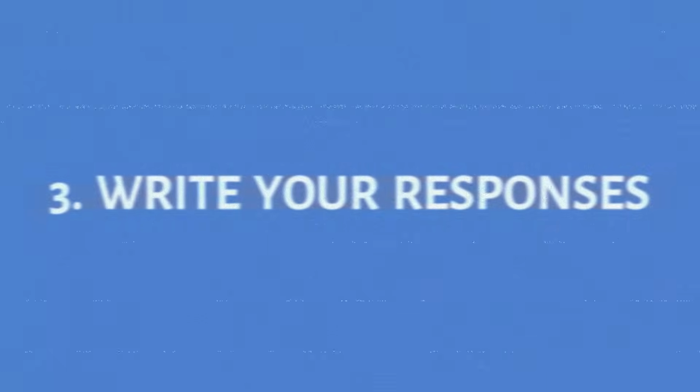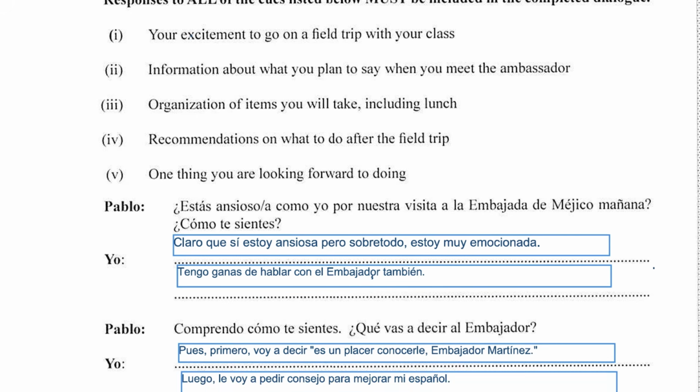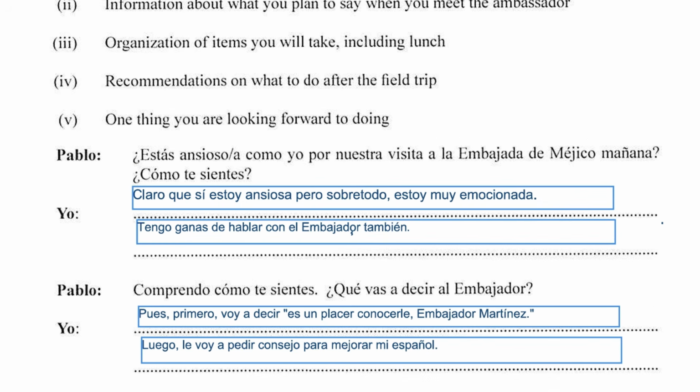This now takes us to the third step, which is to write our responses. Now remember that it's very important to read what comes before and after each line. So just to recap, Pablo had asked us, are you anxious for our visit to the Mexican embassy, and how are you feeling? It's also important to analyze the questions being asked to ensure that we answer the question.